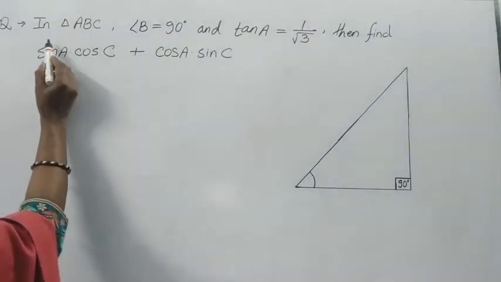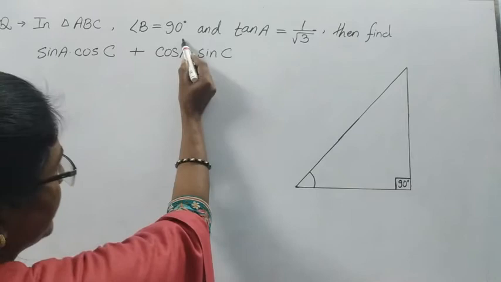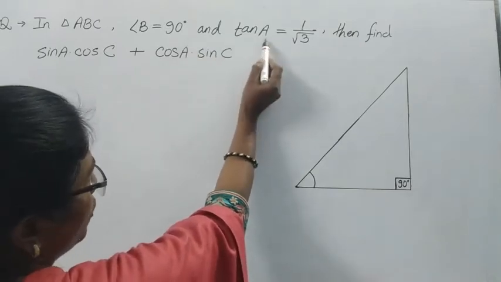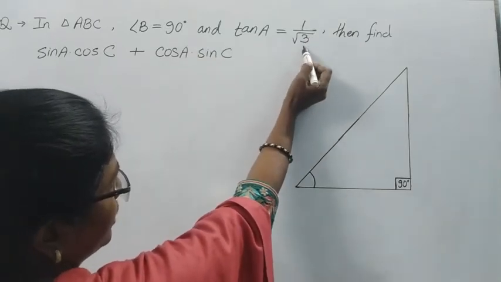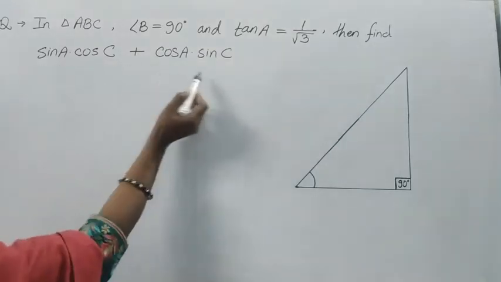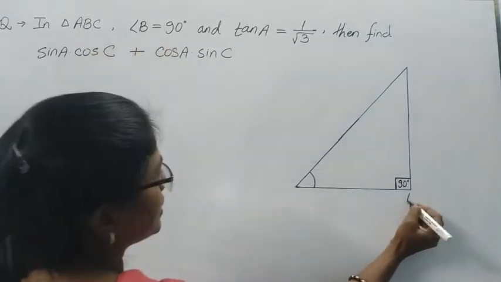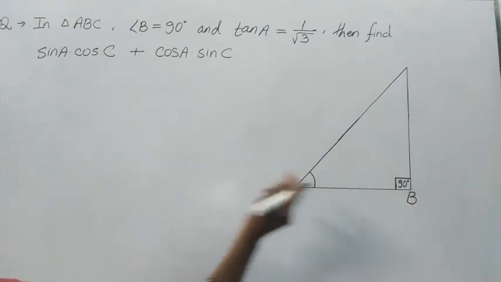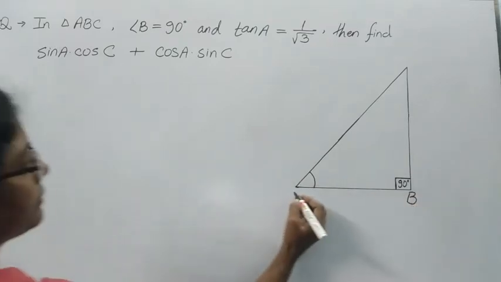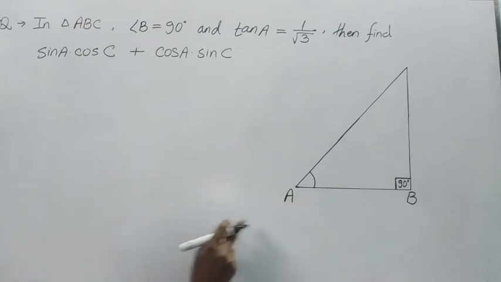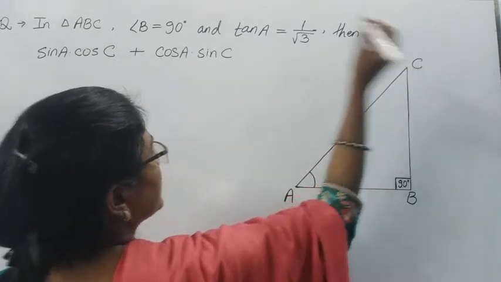Look at this question. In triangle ABC, angle B is 90 degree and tan of angle A is given as 1 by root 3. Then find this value. So since in triangle ABC, angle B is given as 90 degree, so put B there and we write A here for the convenience and the third vertex as C.